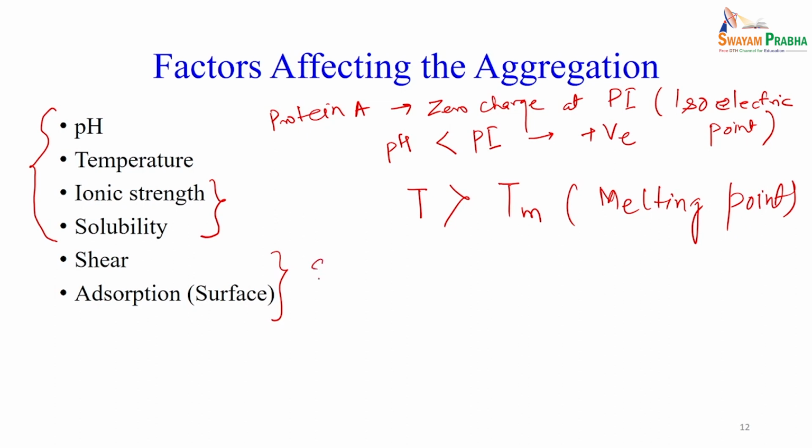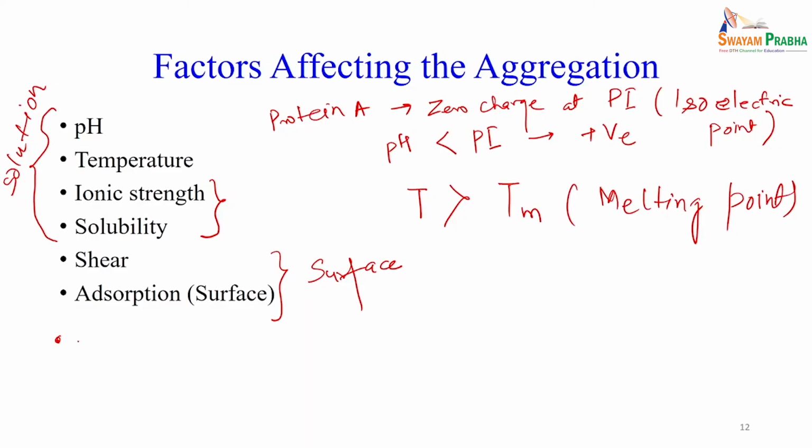Now, when it comes in contact with a surface, in the surface there can be the shear. That shear can come from its transportation, it can come from the contact between two surfaces, and even when we are manufacturing the therapeutic protein, during the agitation or even during the flow process. So, there can be external shear, and when it comes to applications or storage, it has to be in contact with some surface, then there will be adsorption. So, these two are the external factors which affect the aggregation of the protein. And of course, one more factor is the bulk concentration.